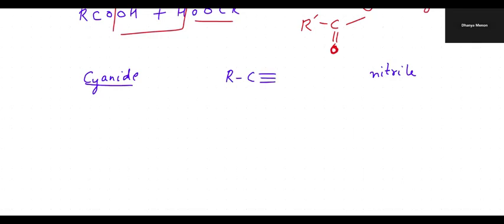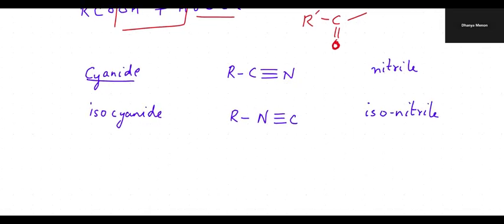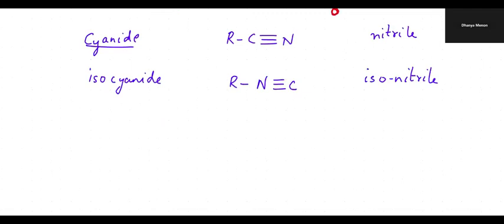Now the same way, if I write it like this, R-N triple bond C, this is called isocyanide, and it is given by the suffix isonitrile. I hope the cyanide and the isocyanide are clear, so it's simple.